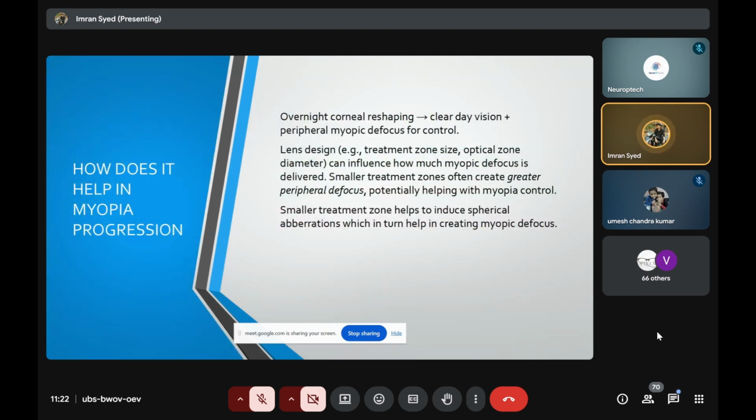As I said earlier, overnight corneal shaping will in turn result in clear vision, and it creates peripheral myopic defocus. Because of that, the myopia will not progress. But the difference between the adult ortho-k lens and the child's ortho-k lens is the treatment zone diameter. For adults, the treatment zone diameter will be larger compared with the child. Children will have a smaller treatment zone diameter, which will create spherical aberrations, which in turn help in creating myopic defocus. That's the reason we select only the smaller treatment zone diameters for children.